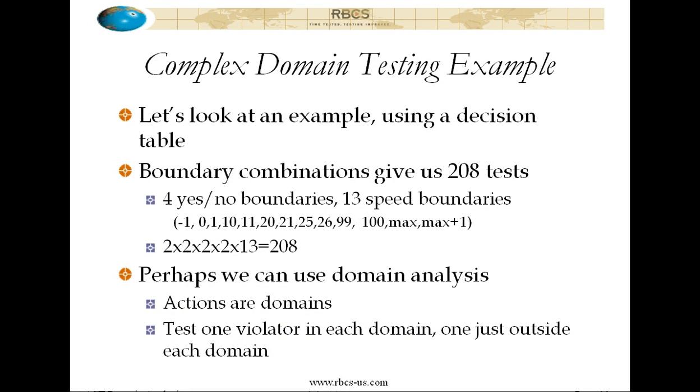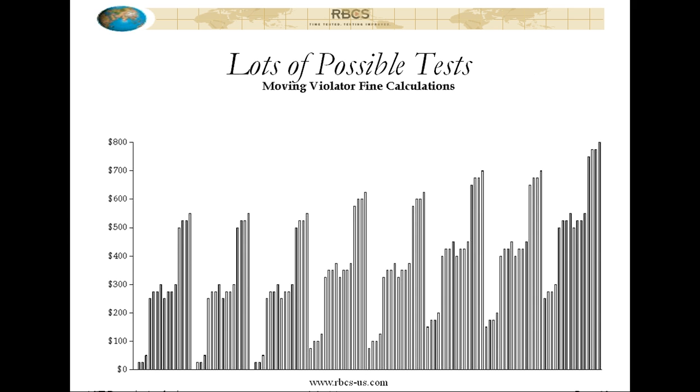So what we can do is use domain analysis. You say that the actions are the different domains, and you test one violator in each domain and one just outside each domain. This slide shows there's 208 different possible tests, which is hardly something we'd be interested in doing.